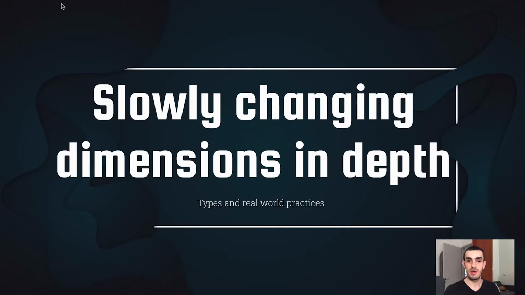Hi guys, welcome to this talk about slowly changing dimensions in depth. In this talk, I will talk about slowly changing dimensions as it is applied in the context of the star schema architecture, or the dimensional modeling. We'll talk about the theory behind each slowly changing dimension type, and we will see how it's practiced in the real world.